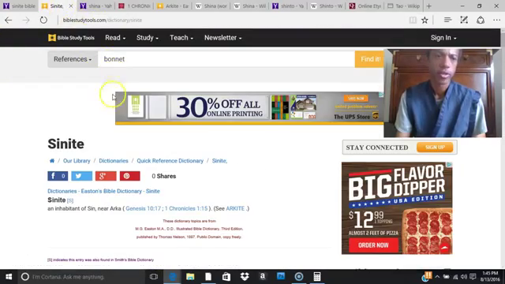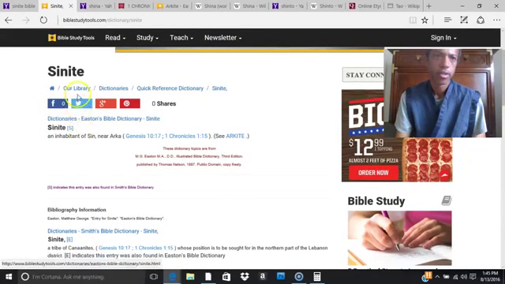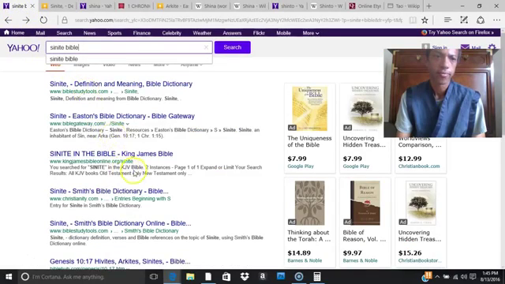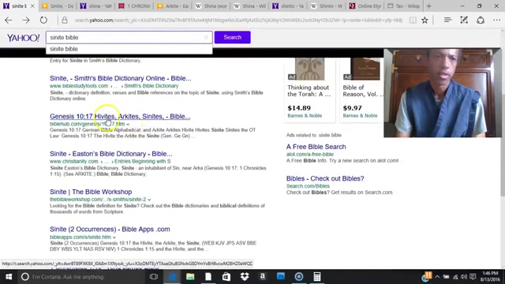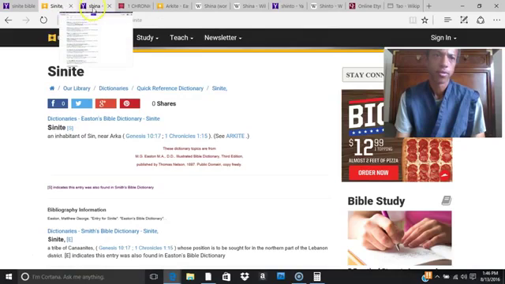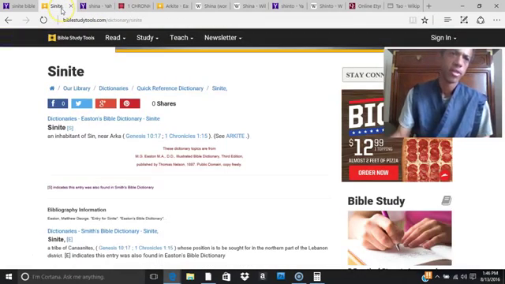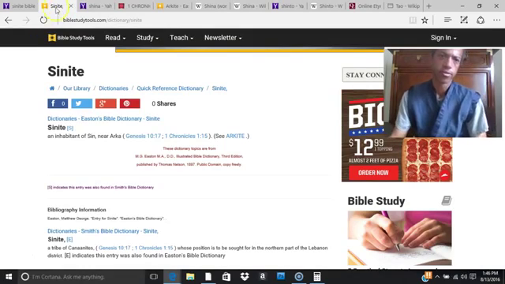So when we take the word Sinite, it expresses an inhabitant of Sin near Arka. Now, Arka, when we look back here, it states the Hivites, the Arkites, so Arka, and the Sinites, so they were close to each other. Now, even this site tells you the scriptures, you can find those in Genesis 17 where they're mentioned, and then 1 Chronicles 1 and 15 is probably where the river's mentioned.